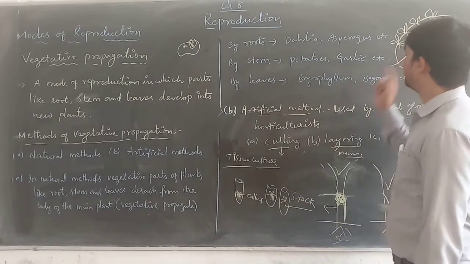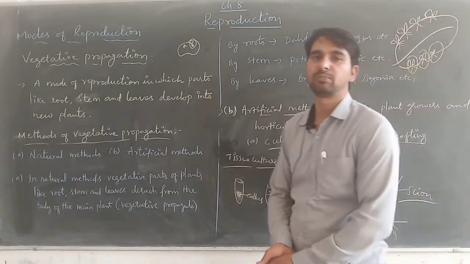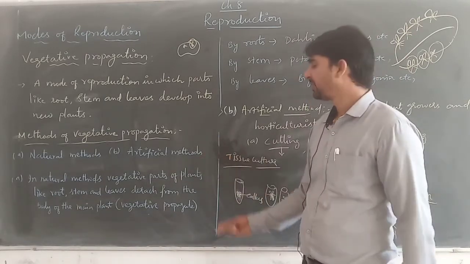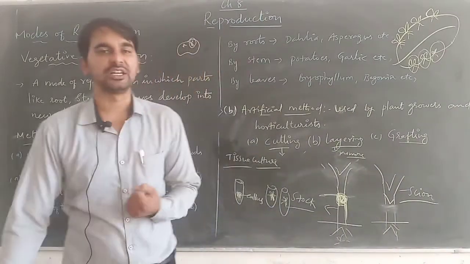So in this way they will be using their leaves to develop the new individuals or the new plants to propagate. That is what is happening in the natural methods. Then we have artificial methods. What is actually happening in the artificial methods?